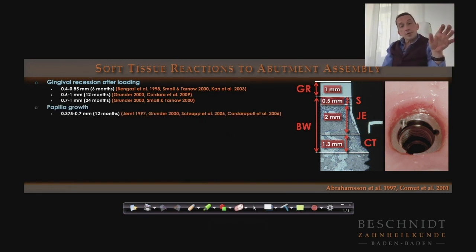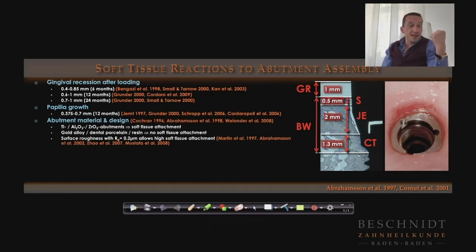We know also that after placement of the final crown, we have a kind of a papilla growth. We have to know this is not a real papilla. It is a kind of a scar tissue, but it looks like a papilla. The abutment material plays an important role. Also, this is well known today that titanium, zirconia, and alumina abutments have a soft tissue collaboration.